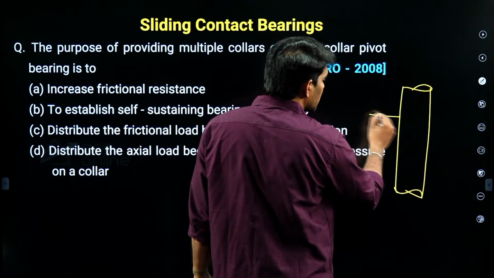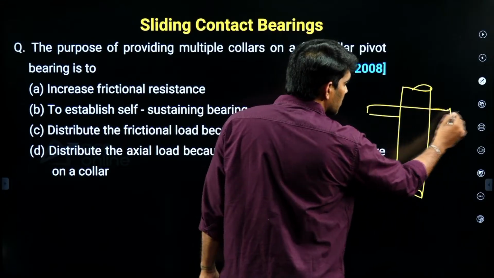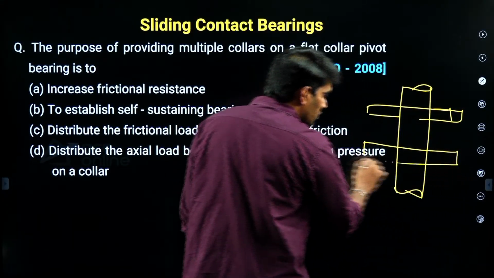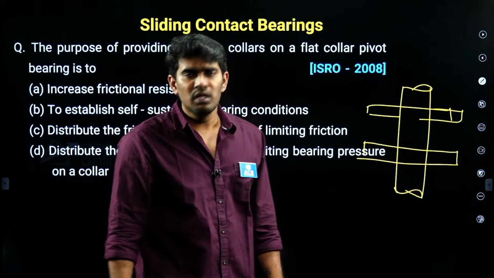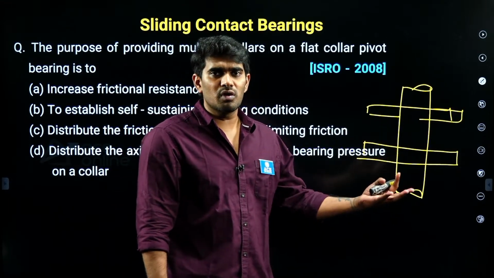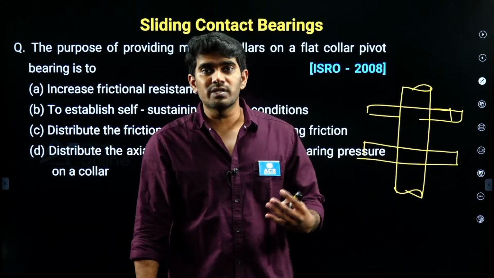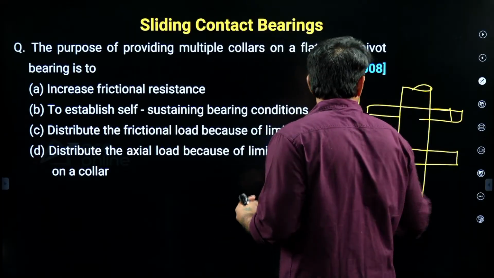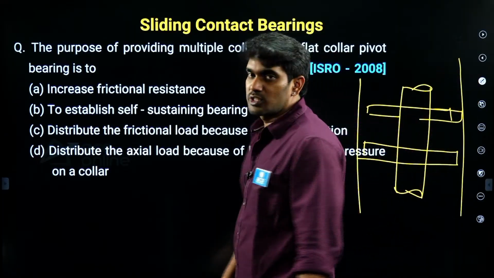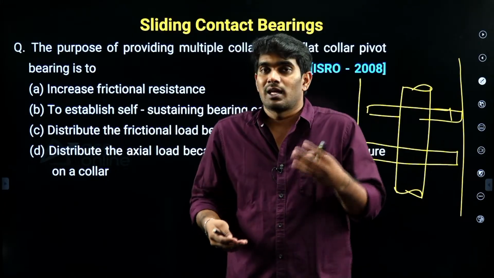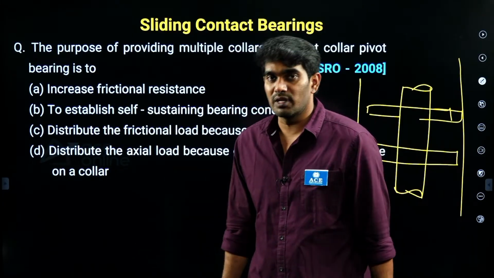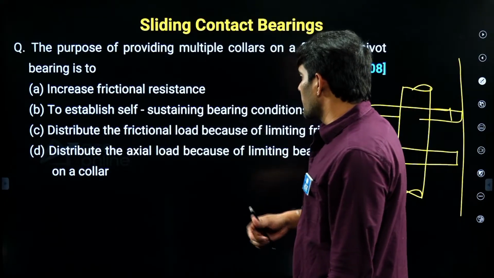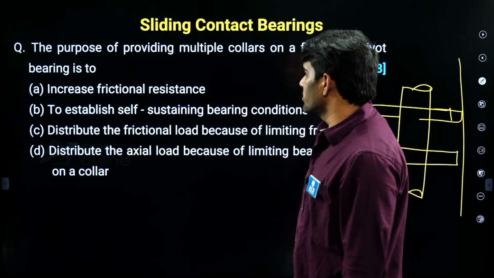This is one collar. If the load is more, we add one more collar. If the load is even more, we add one more collar. Depending on the load acting on the shaft, we can increase the number of collars. If the space available is small, I can increase the number of collars. As we have seen a similar case in multi-plate clutches, we can also increase the number of collars here.